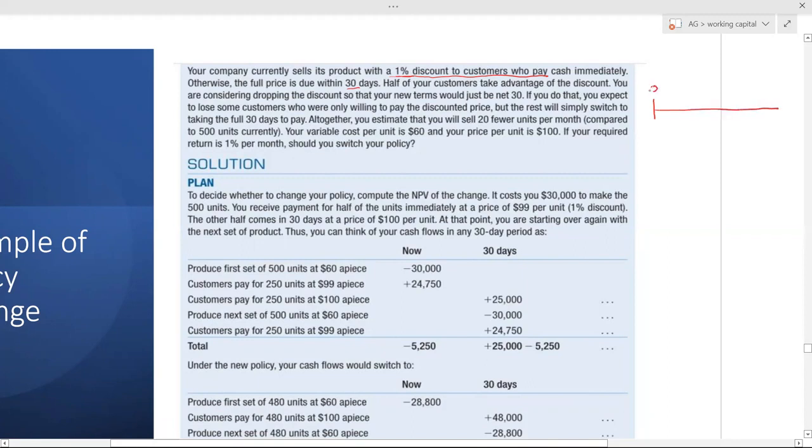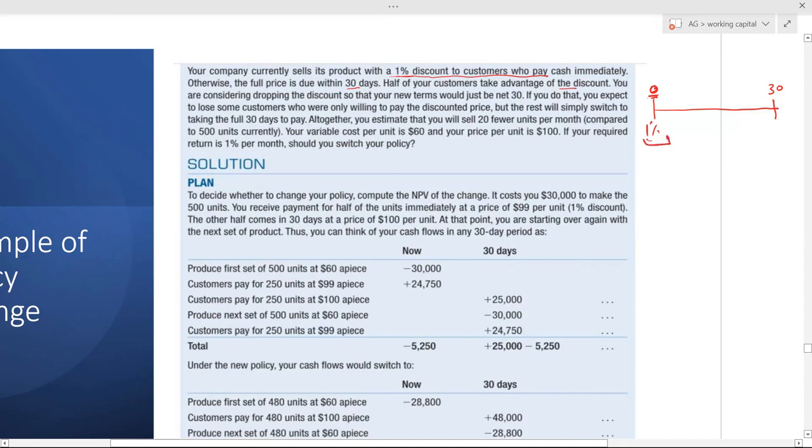So when the purchase is going to be made here, the 1% discount will be given on the same day of purchase, and the total period is 30 days. Okay. Half of your customers take advantage of the discount. So whatever the sales are, half will be paid here.